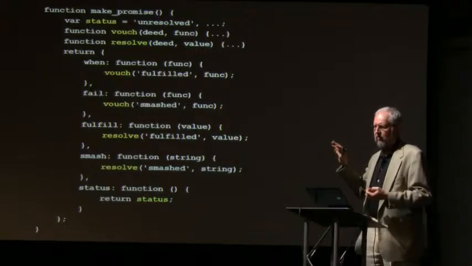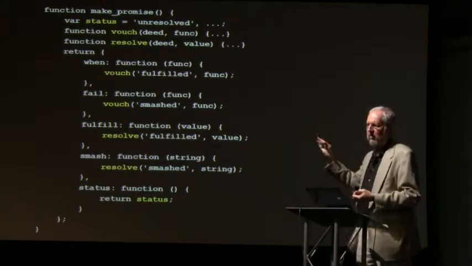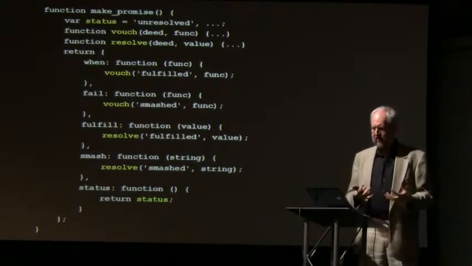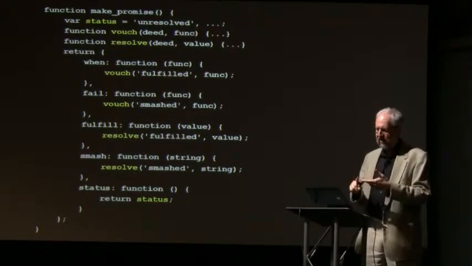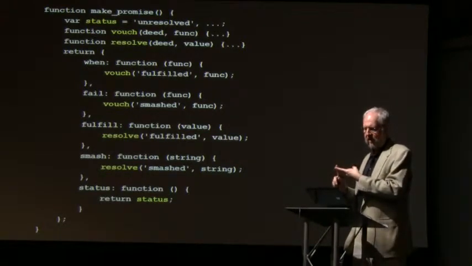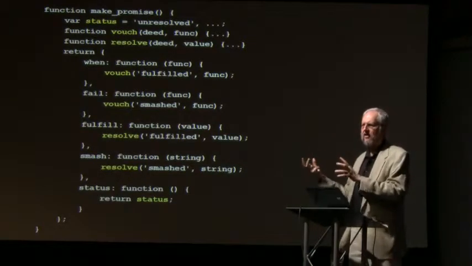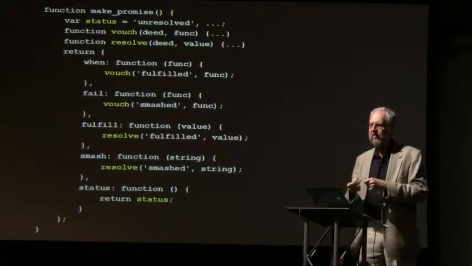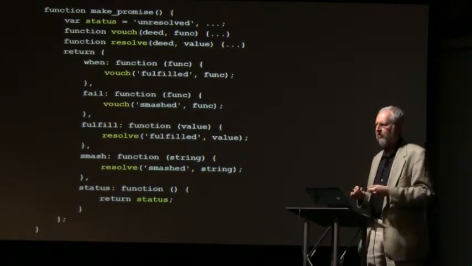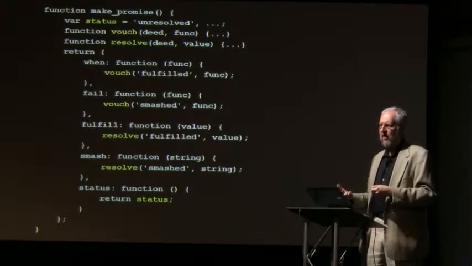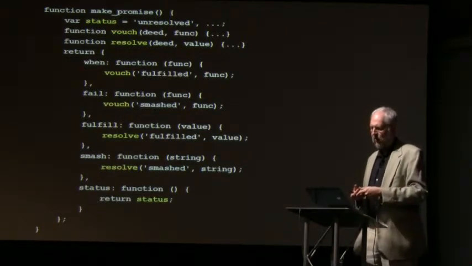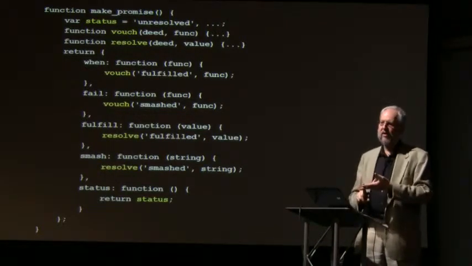Here we're going to implement a promise maker. And the promise maker will return a set of 5 functions: when, fail, fulfill, smash, and status. It doesn't care, you could pass any one or any fraction of these functions to someone else. So for example, you might have a service and I want to return something to you immediately. So I give you back an object containing a when and a fail method.